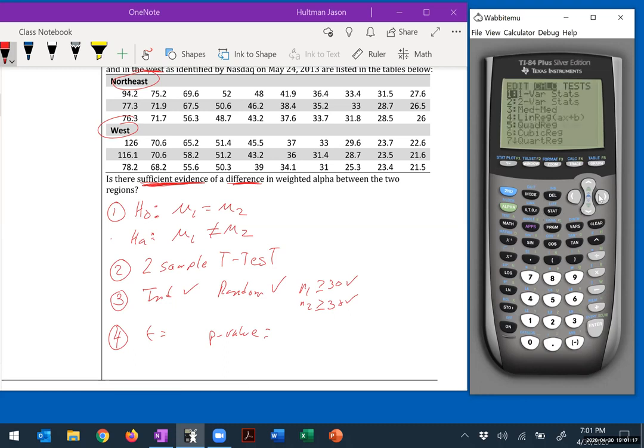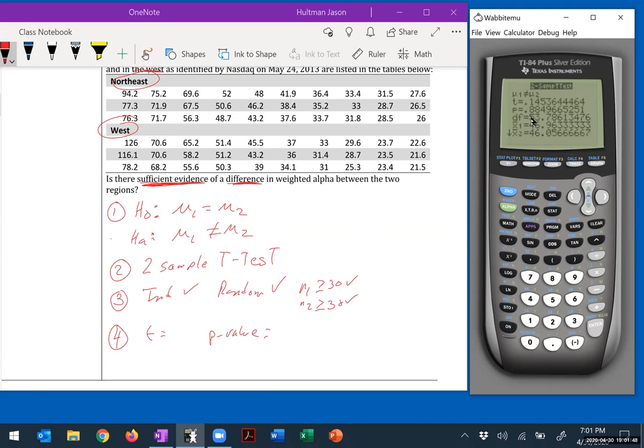So go to stat, test, number 4, 2-sample t-test, 2 samples. And here we're going to want to use the data that we entered. What's L1? It's list 1. What's mu1? We're going to get from list 2. What are we testing? We're going to test whether or not they are equal to each other. So we're going to hit enter on the not equals, and then we're going to go calculate.